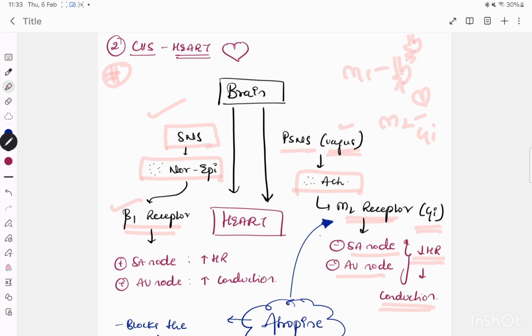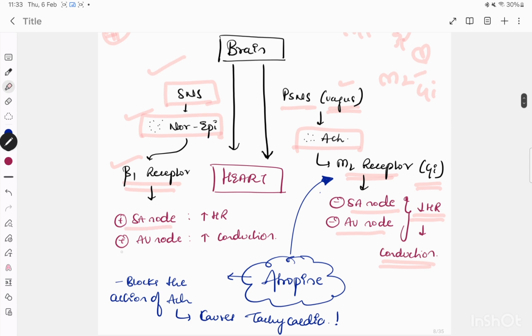See, there's nothing to memorize by heart in this. You should know which receptor is present on the heart. So the sympathetic nervous system releases norepinephrine. This acts on the beta 1 receptor. And what does the beta 1 receptor do? It stimulates the SA node, it stimulates the AV node. Therefore there is an increase in heart rate and an increase in conduction. Obviously, if it is the sympathetic nervous system, there has to be an increase in heart rate and conduction, right? You can cross verify yourself like this. If it is the parasympathetic nervous system, what should happen? Obviously the heart rate and the conduction should decrease, and that is what is happening.